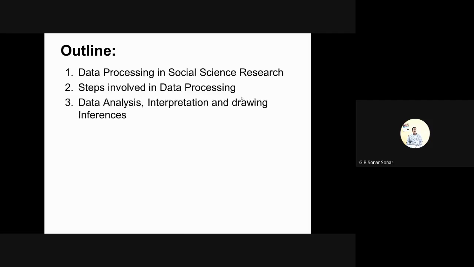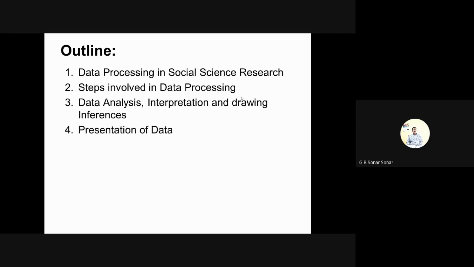Third part of discussion is on data analysis, data interpretation, and drawing inferences. After the data is processed, how the processed data is analyzed, and how the interpretation is made. What is interpretation, how the interpretation is made, and what are inferences and how they are drawn based on the findings and interpretation. We'll be discussing with some examples also.